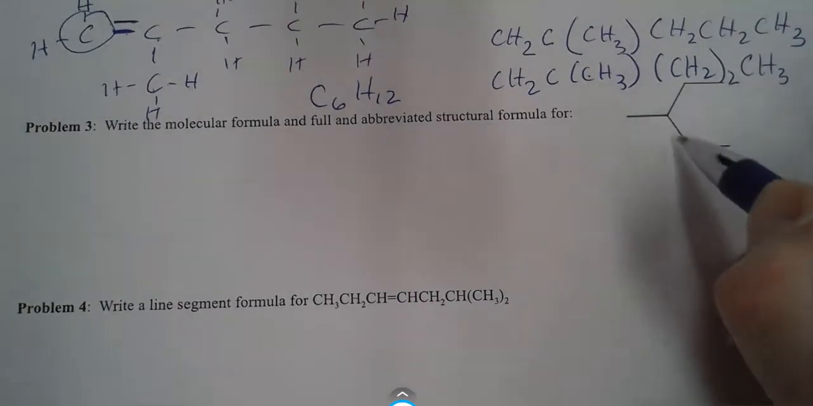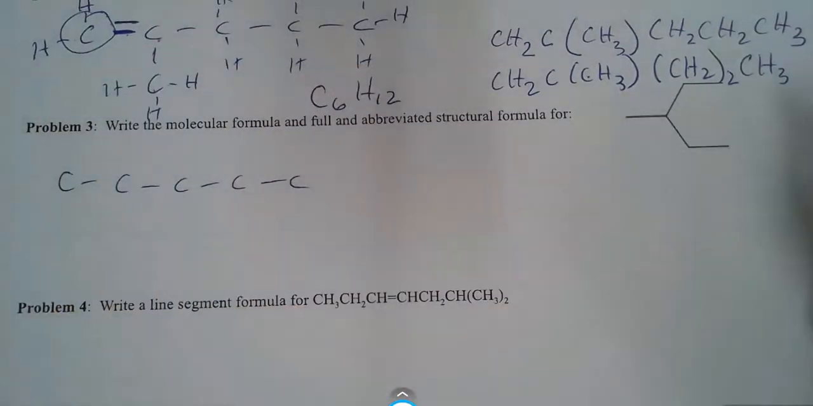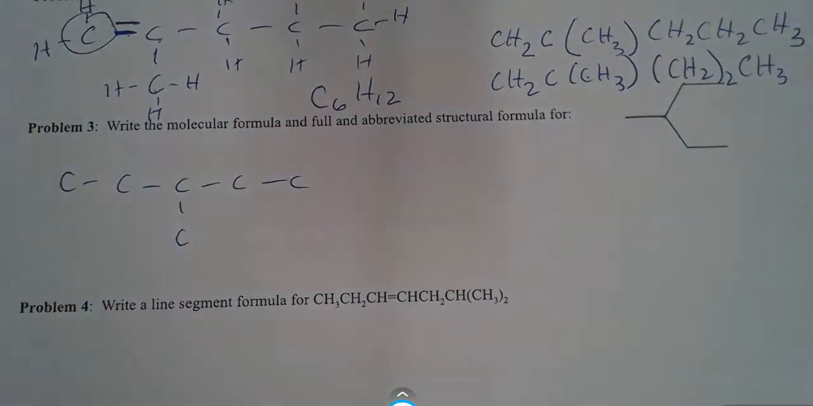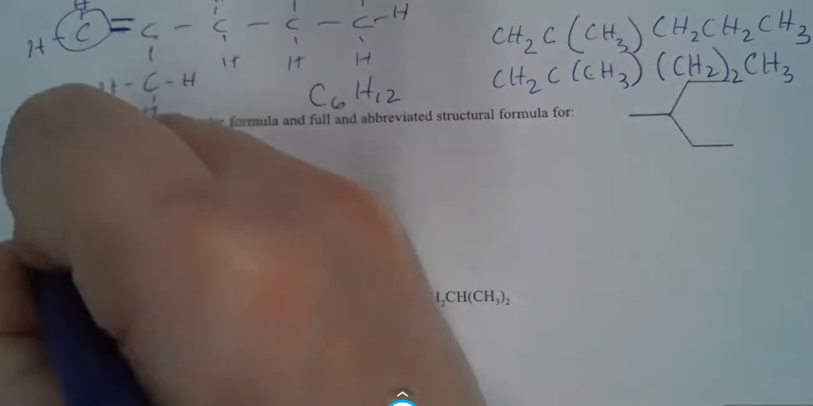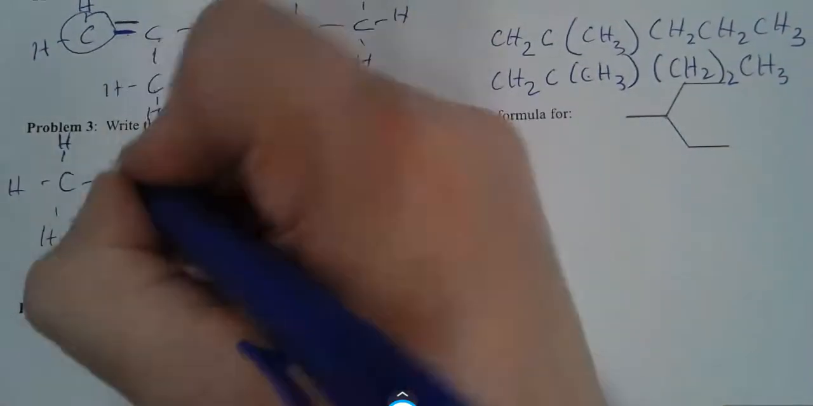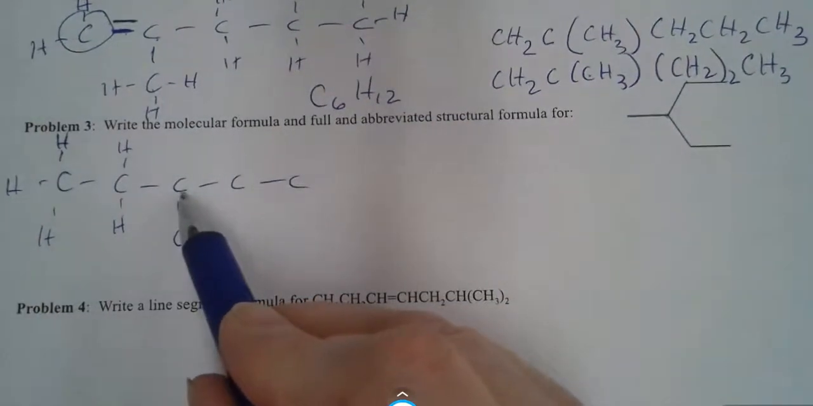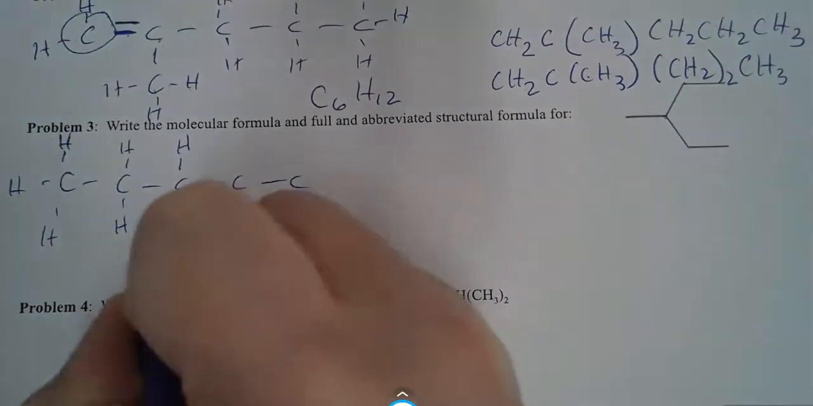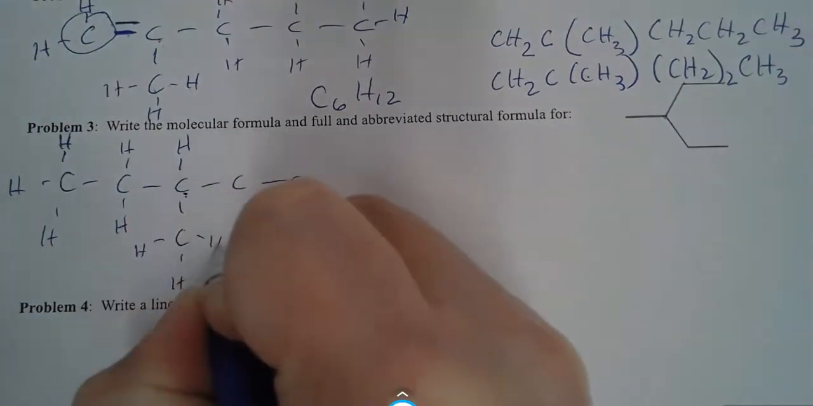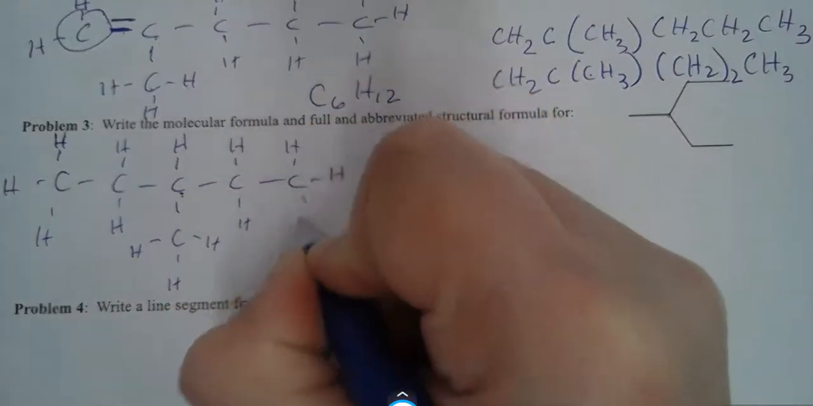So I see I have 5 carbons in a row. And on the 1, 2, 3rd carbon, I have another carbon. Okay, so I'm going to do this. H, H, H. This has 2. How many bonds does this carbon have right now? It has 3. So I need a hydrogen here. This has only 1 bond, so I need hydrogens here, hydrogens here, hydrogens here, and hydrogens there.